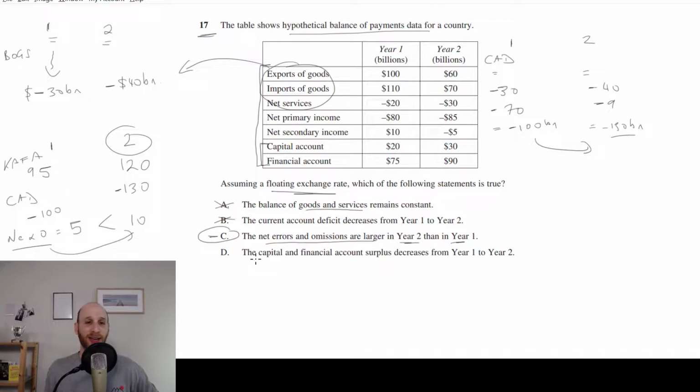And then D, the capital and financial account surplus decreases from year 1 to year 2. So if we look at this here, we know that the capital and financial account surplus in year 1 is 95 and 120 in year 2. So it actually increases between the years. So our only possible answer is the net errors and omissions. Now this is a fair amount of work to do for 1 mark, but this is really what you could be expected to do when you get to this part of the paper. So hopefully it wasn't too traumatic.